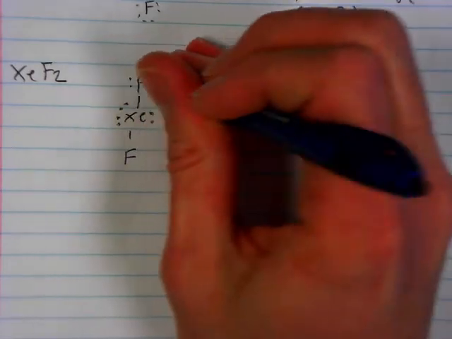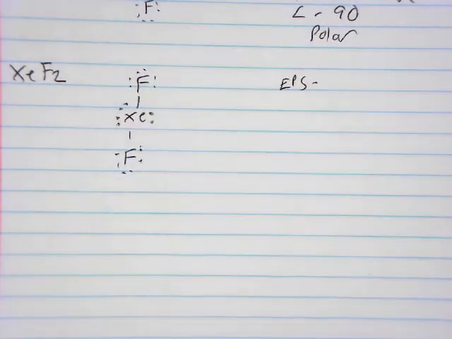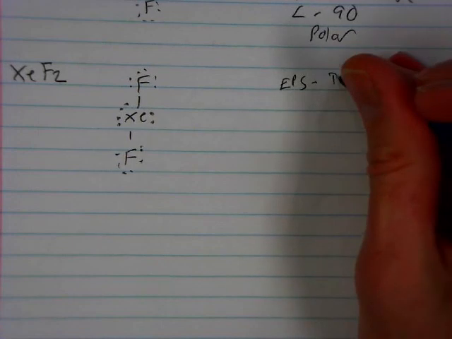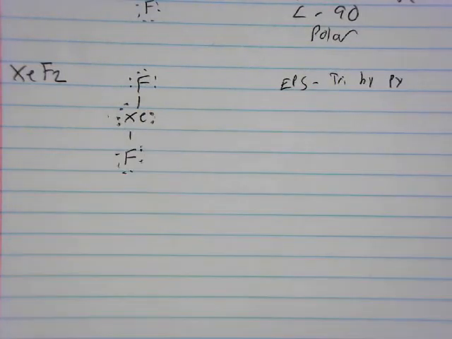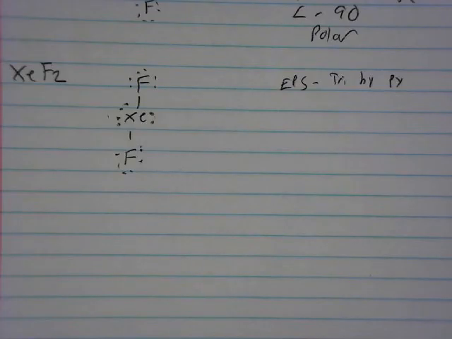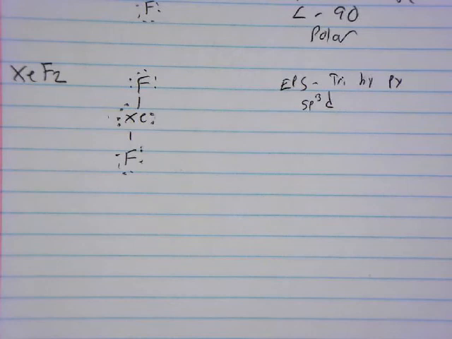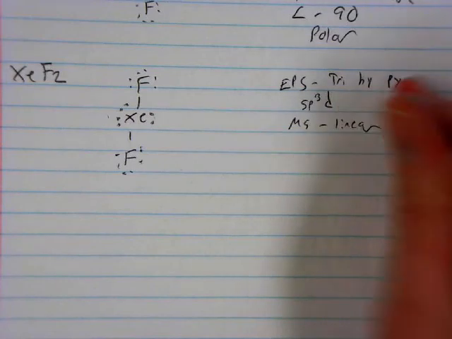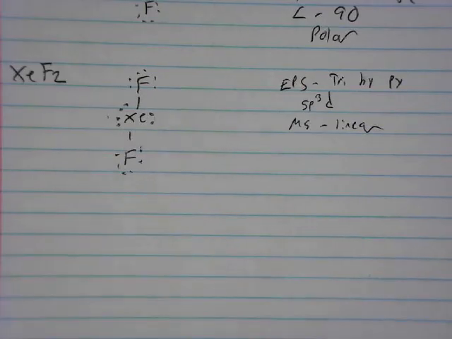And remember, I posted the link to that PhET on Google Classroom. So if you want to work through some of these, you can. So EPS is, sorry, 1, 2, 3, 4, 5, 6. There we go. EPS is trigonal bipyramidal.